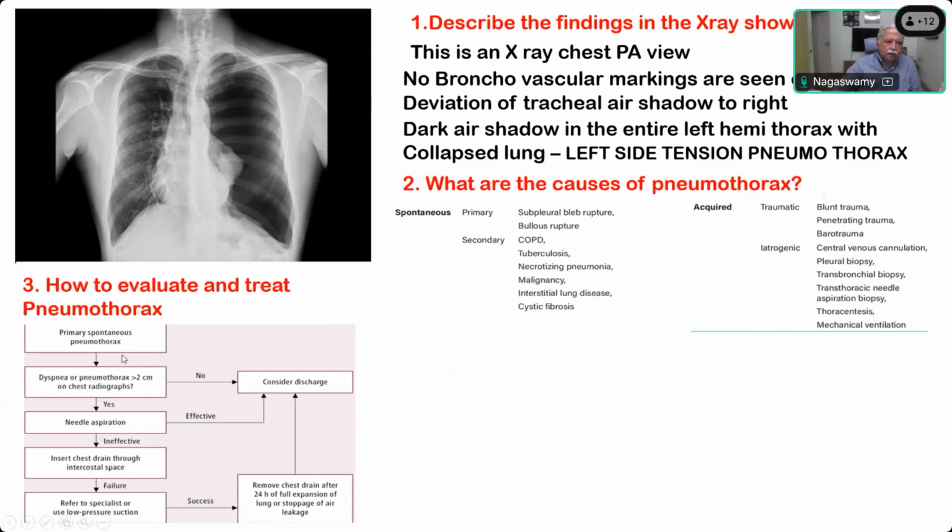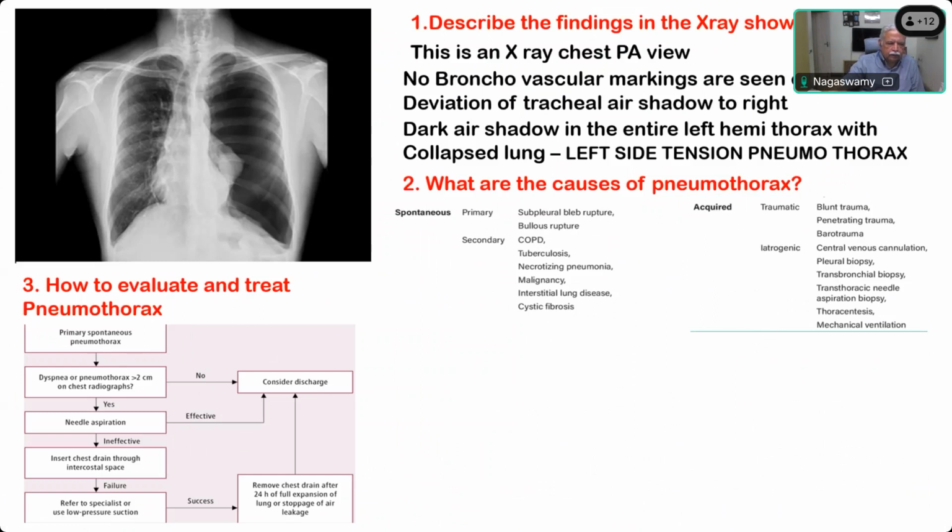So this is a primary spontaneous pneumothorax. See whether the patient has dyspnea or a pneumothorax size of more than 2 centimeters on chest radiograph. If these are negative, consider discharge, because that pneumothorax is very, very small. It is not going to cause any problem. Sometimes, when you give a brachial plexus block, you can produce a small pneumothorax. That will be apparent only after you take an X-ray after 10 or 12 hours. Until then, it may not even be causing any problem. So unless the patient has dyspnea or a pneumothorax of more than 2 centimeters on the chest radiograph, ignore it.